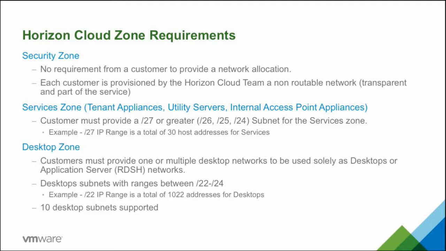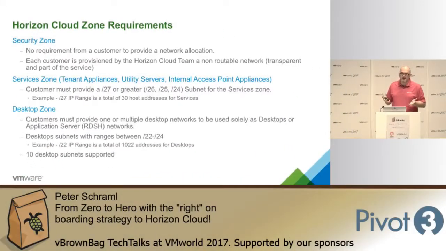On the desktop zone, you can decide between /22 to /24. Typically what we see is a /24 when a customer starts with a pilot, but you can add up to 10 networks between /22 and /24. So if you start with a /22, you get basically 10 networks, which is about 10,000 IP addresses.